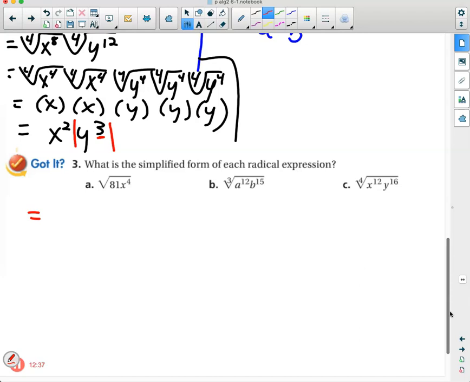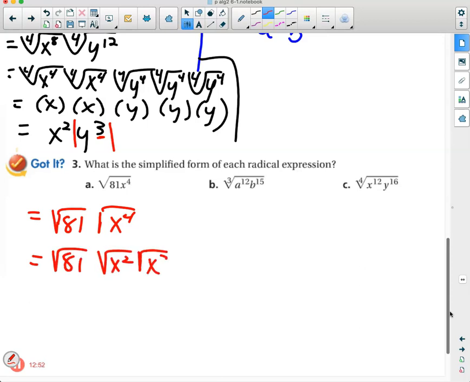All right, 3a, what is the simplified form of each radical expression? Let's separate that into the square root of 81, the square root of x to the 4th, and then the square root of x to the 4th, we'll make that the square root of x squared times the square root of x squared. Square root of 81 is 9. Square root of x squared is x. Multiply it back together.